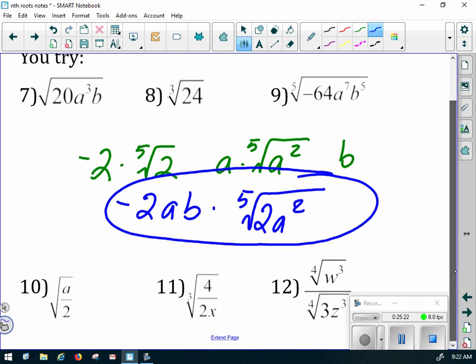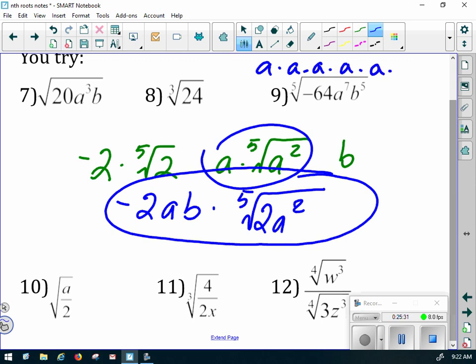What is the 2x squared? A to the 7th. I'm just going to write them down: 1, 2, 3, 4, 5, 6, 7. Here's a group of 5. So I had one group of 5, so one group comes out. So 1a comes out. What was left at home was a times a, which is a squared.